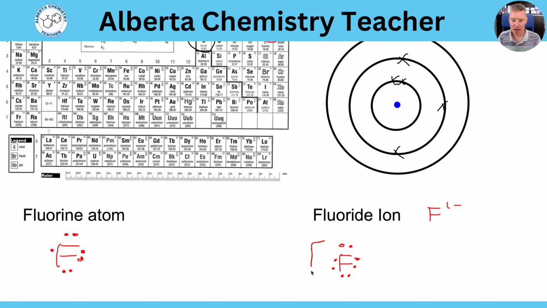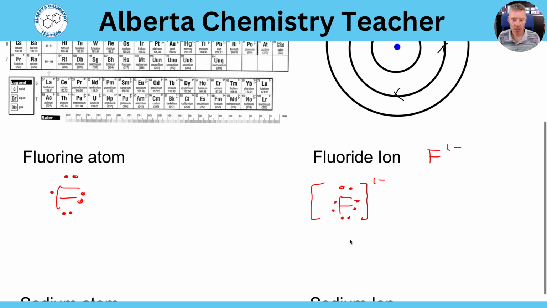Now one thing you have to do is square bracket any ions. That's something you'll do in Science 10, Chem 20, and Chem 30 when you do this type of notation. So the square brackets and the charge just mean somewhere in here is the extra electron. We don't know exactly where it is, but somewhere in here has an extra electron because it's 1 minus. If it was 3 minus, then somewhere in here would be 3 extra electrons.